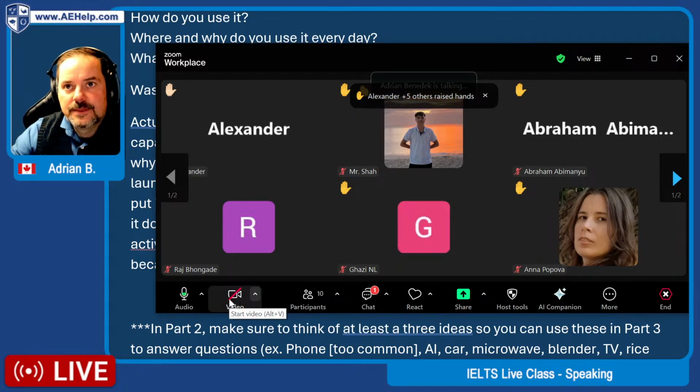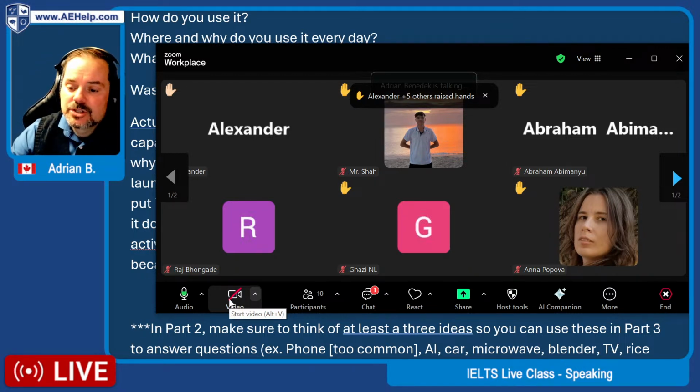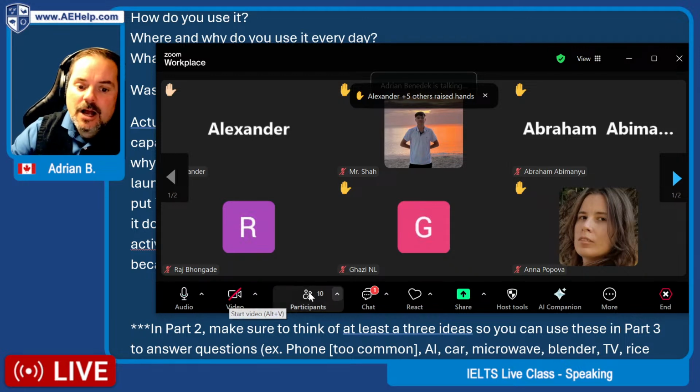I'm sure you got that from Gazi's response of like, okay, it's just really, really clear. He described his machine, where he keeps it, what it does for him, why he uses it every day, how his life works because he has it, how his life would be if he didn't have it. It was just so well structured.